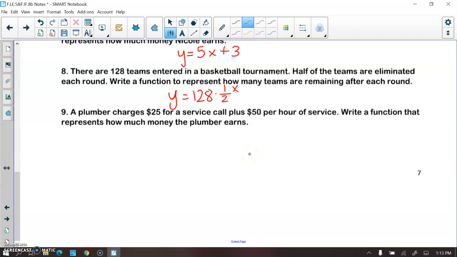Our last question, a plumber charges $25 for a service call plus $50 per hour of service. So he or she has the $25, and then every hour we're adding $50 on. This is linear because we're adding the same number over and over. Your m in your linear equation is what you're adding on each time. We're adding $50 every hour, and we started with $25. So this is what your equation should look like.